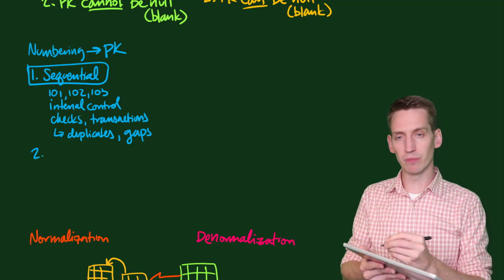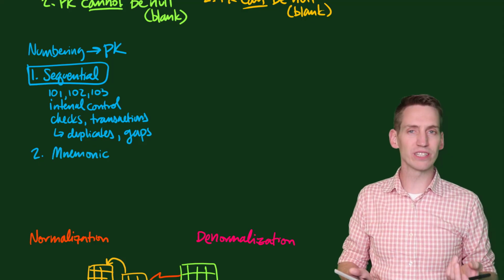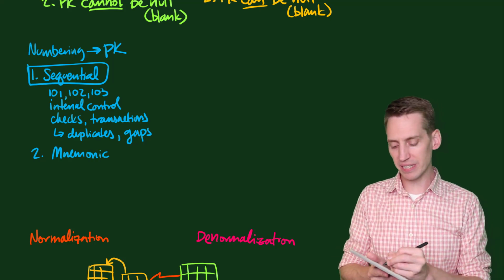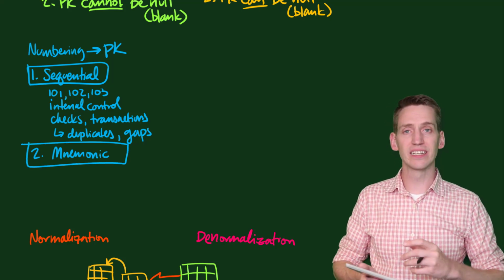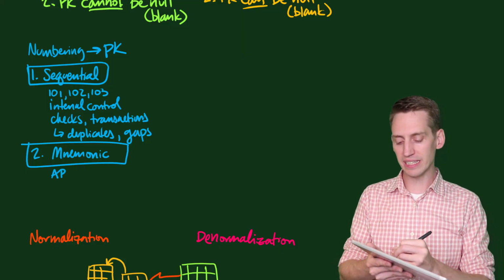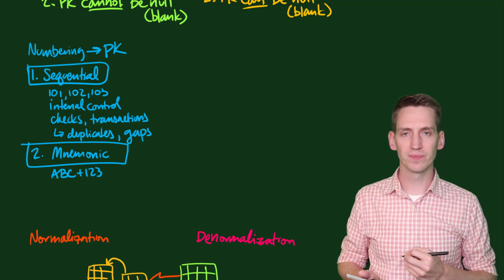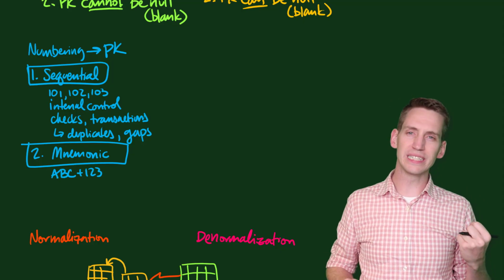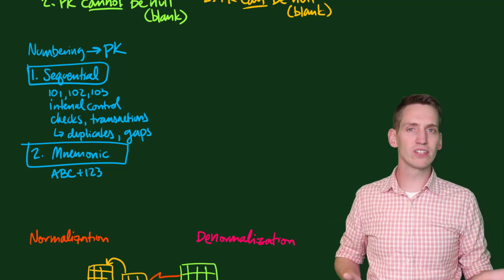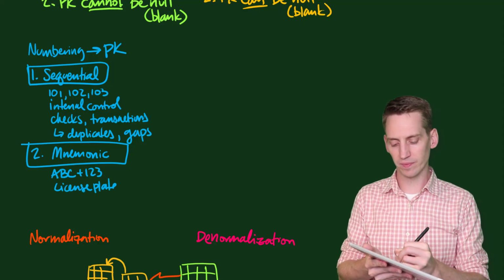The second type of number that we're going to see is something called mnemonic. And this one's a fun one to spell, M-N-E-M-O-N-I-C. Mnemonic means that we are going to be looking at combinations of numbers and letters. So we may have A, B, C plus 1, 2, 3. So think about where would you see mnemonic numbers if you're out in the world? Well, the most obvious one would be things like license plates.